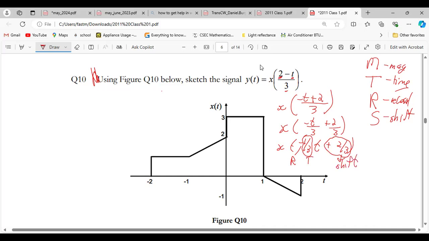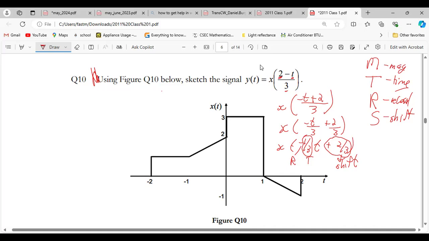So all you're going to do with this question, first thing you would do, we have different orders, right? So we have t. We had to do the time scale first. So basically I had to multiply everything here. So if it's 1/3, 1/3 is less than 1, so it should expand, right?